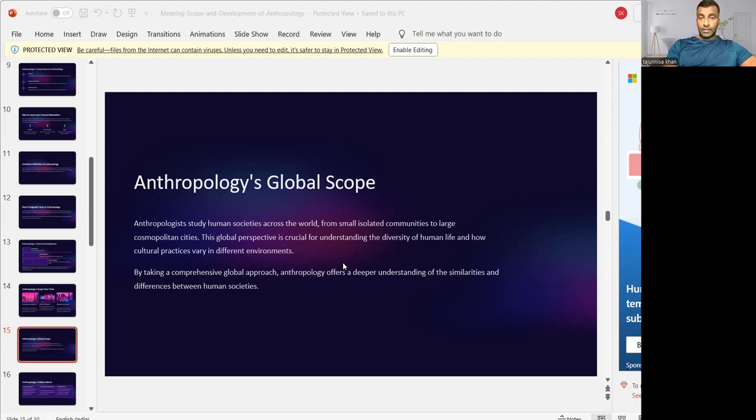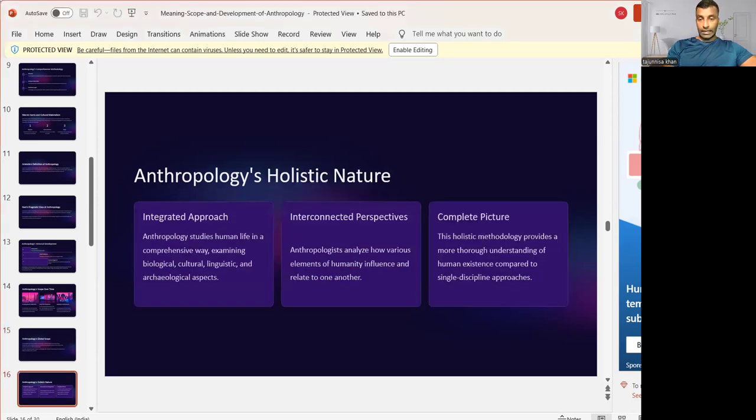So let's move on to the next one, the holistic nature. Anthropology is unique in that it looks at human beings holistically. This is what we have discussed so far. That means it has an integrated approach, and a multi-dimensional view is what we take into consideration. Anthropology studies all aspects of human life, which means biological, cultural, linguistic, archaeological, and not just one area.